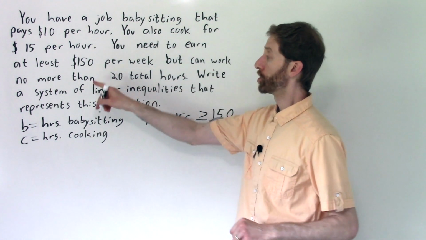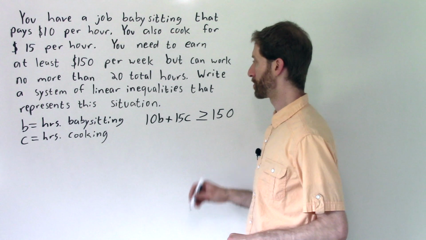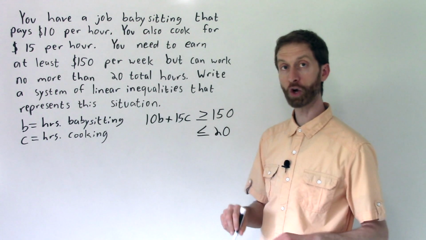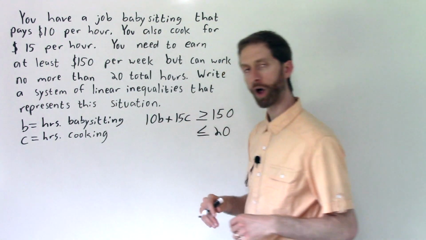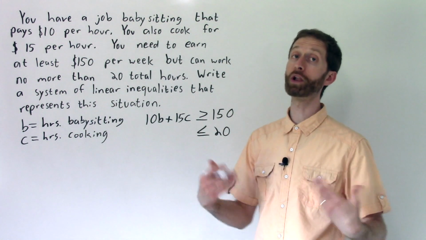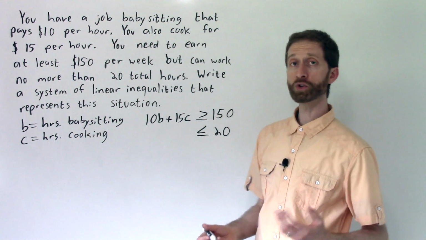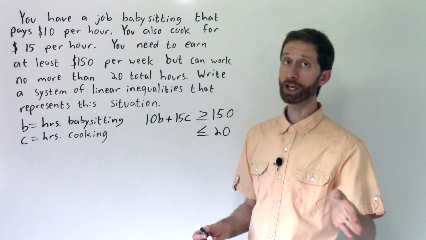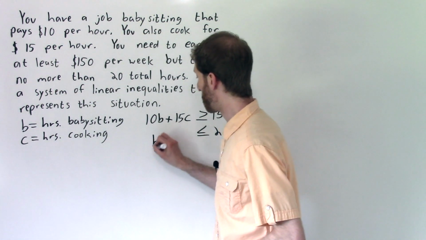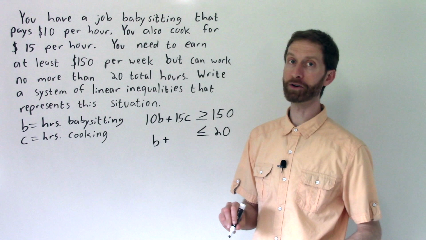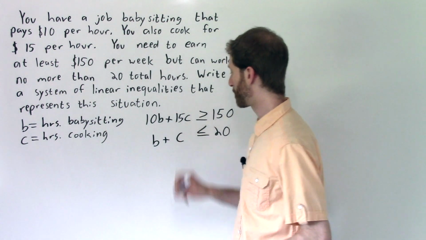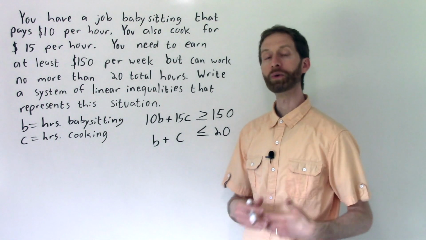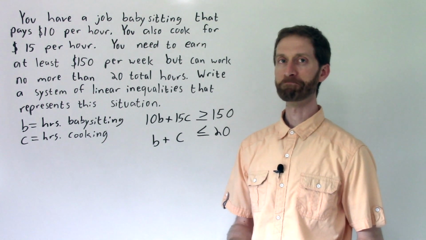You can work no more than 20 hours. So that's less than or equal to 20 hours. That's the total. And on the left side of this inequality, we need an expression that will give us the total hours that you work. Well, the total hours you work would be the combined amount of babysitting hours and cooking hours, which would be the B value, right? The amount of hours spent babysitting plus the amount of hours spent cooking. And before we know it, lo and behold, we have a system of inequalities.